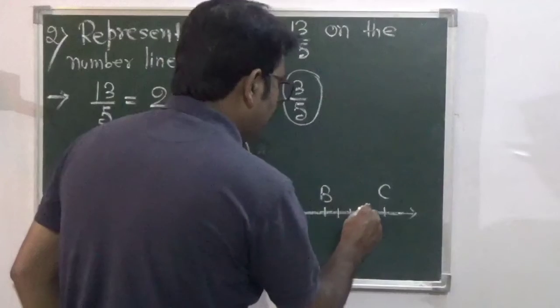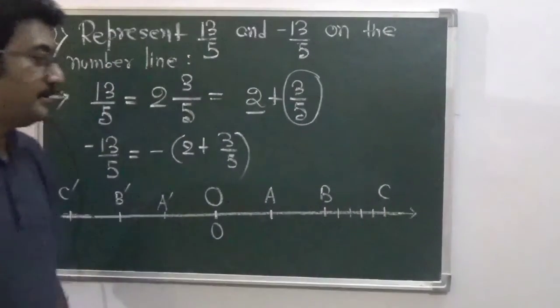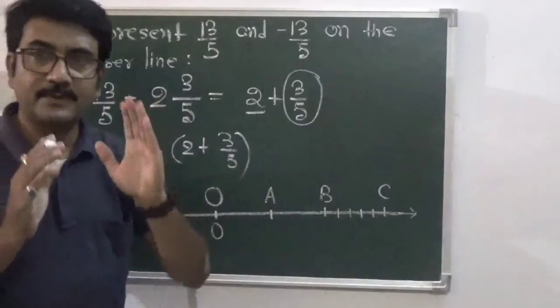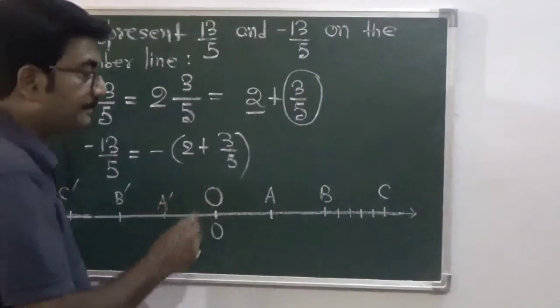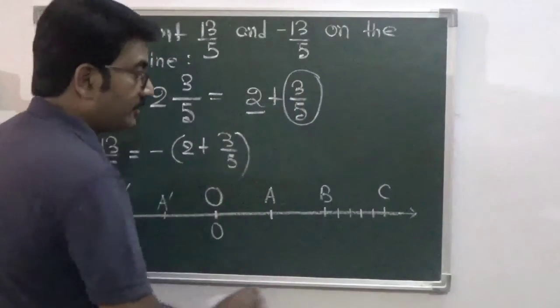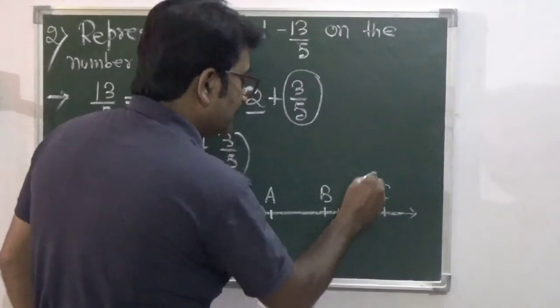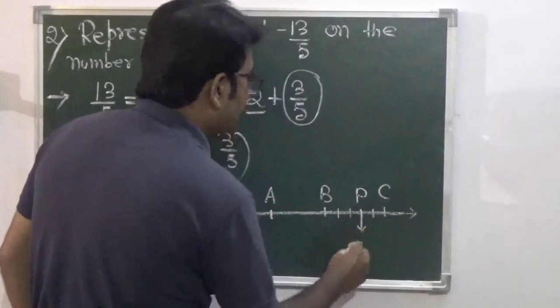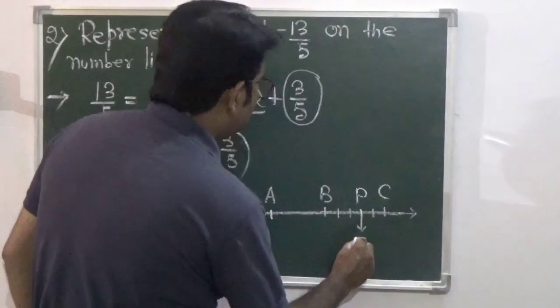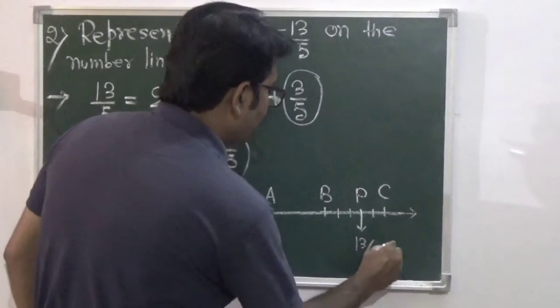So let us first divide. 1, 2, 3, 4 and 5. So you have divided BC into 5 equal parts, and from this the third part you have to take, because 3 is appearing here. So first, second and third. So let us mark it as P. So P represents the value 13 by 5.